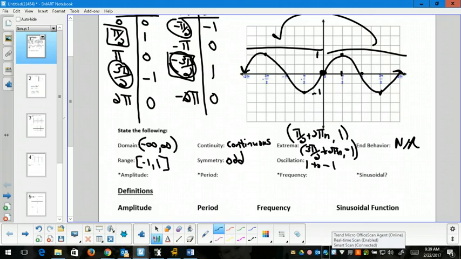Amplitude, period, frequency, and sinusoidal. It is a sinusoidal function. There's only one other trig function that is, and that's cosine, as you saw in our exploration. Cosecant, secant, and tangent have vertical asymptotes. These two functions do not.